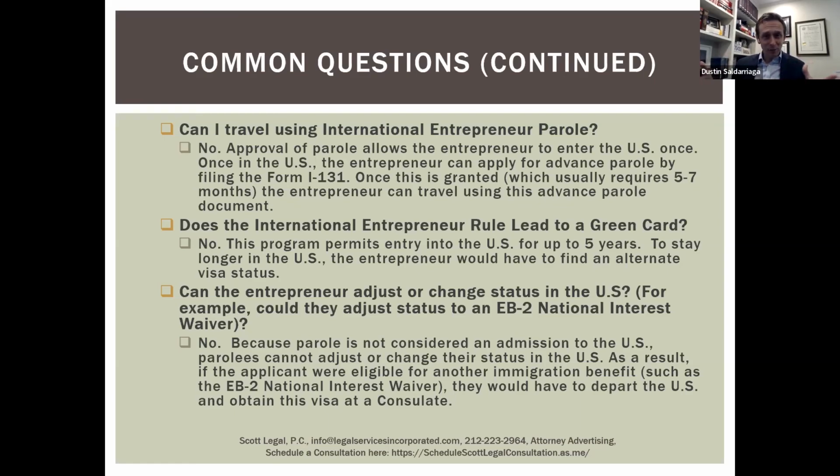So the process is in place, the form has been released, and the government has said that they are accepting applications. So, if you are interested in IEP, you can prepare an application and get in line so that hopefully once the government starts to adjudicate these applications, you have your place in line. But in the meantime, I would recommend that those who are eligible for an E2 visa or another option, maybe the EB2 national interest waiver or the EB5 green card, consider those options, because we're really not sure when the government will make any progress on IEP.